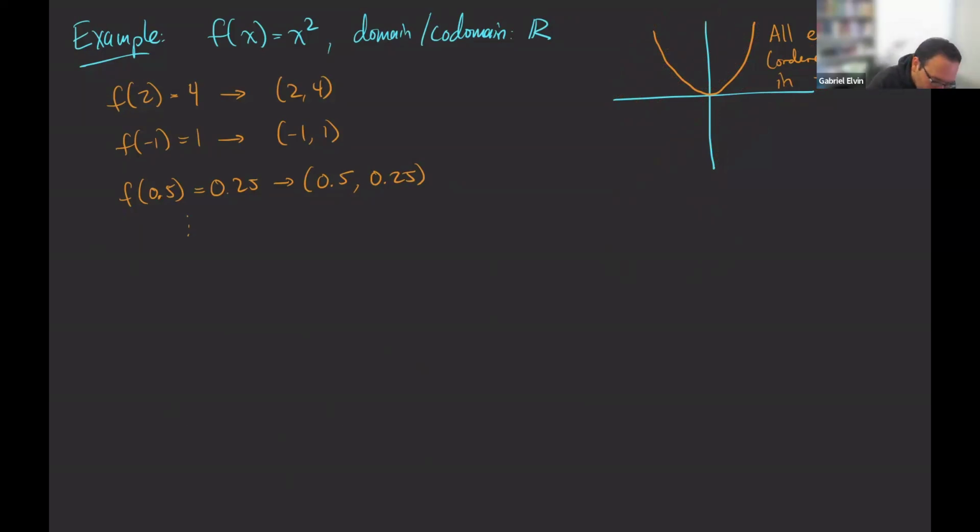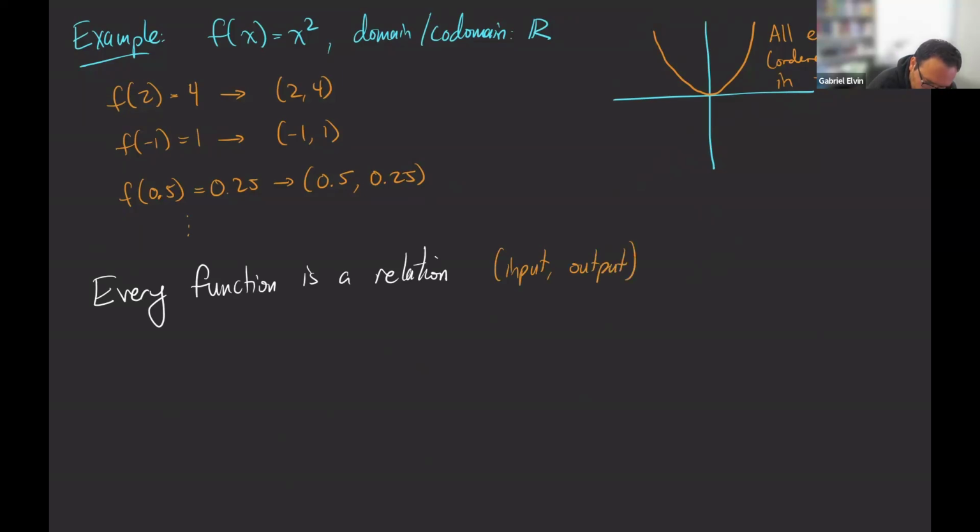So what I'm trying to say is that every function is a relation, right? Where you just think like input, output, and all of those pairs. But not every relation is a function.